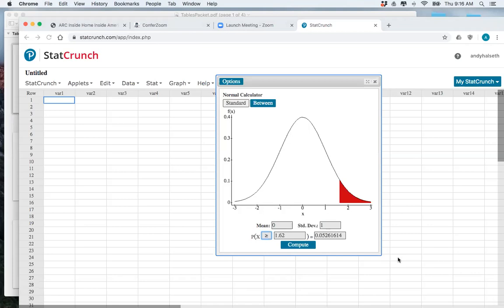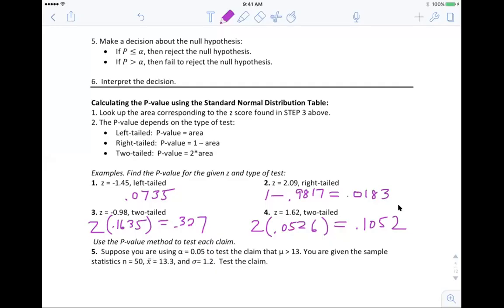Just to summarize that. Again, there's basically 4 scenarios here. Left tail is the basic one. Right tail, subtract from 1. Unless you're using StatCrunch, you don't subtract from 1. Just use the greater than symbol in StatCrunch. For a 2-tail, if it's a negative, be on the left side, times it by 2. And if it's a positive, you're on the right side, times it by 2. Okay, those are your scenarios.